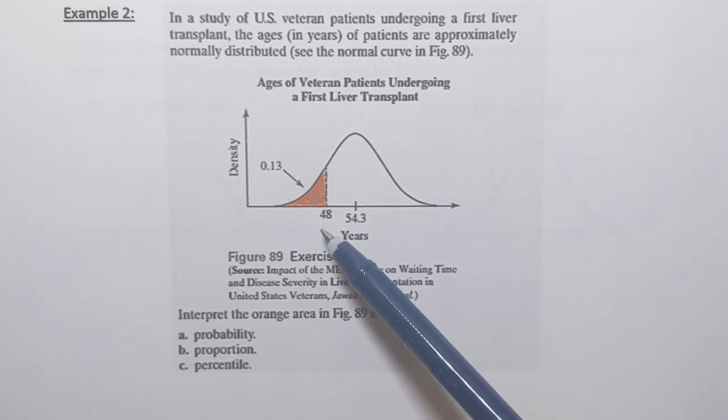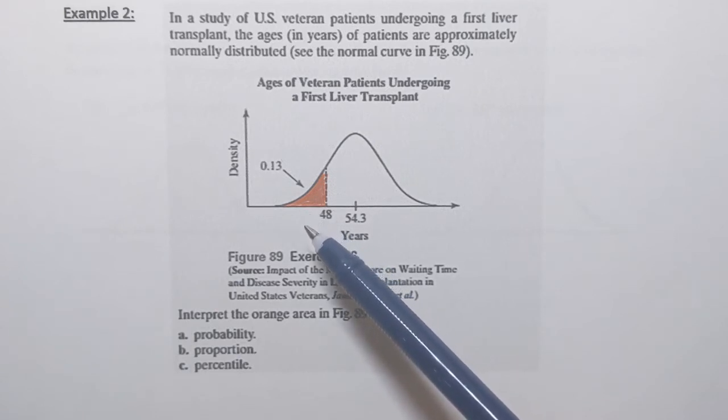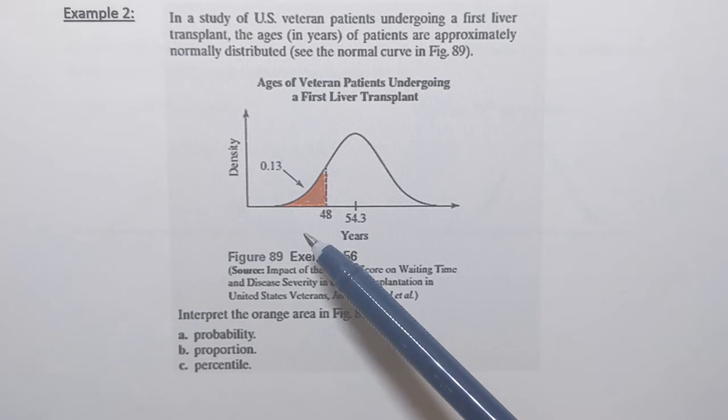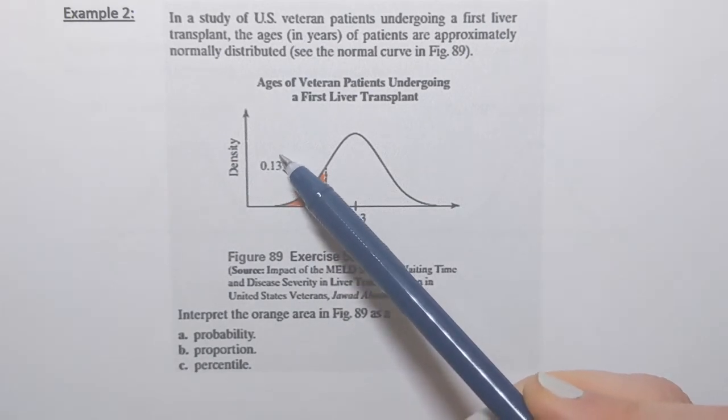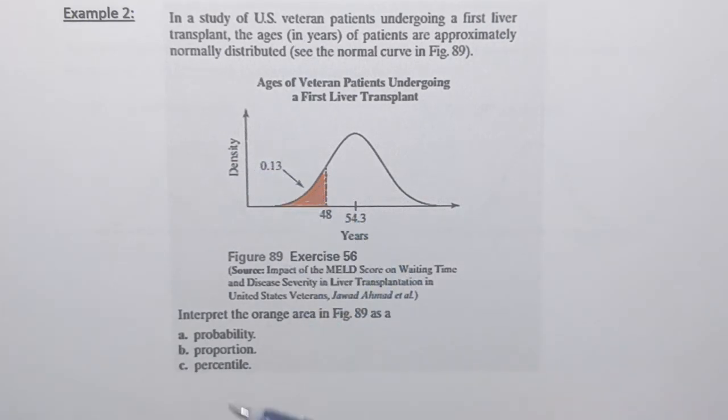So one more time. Probability that a randomly selected US veteran patient undergoing a first liver transplant is under or younger than 48 years of age is, and then we have to state what the probability is. Well, the probability will be this, 0.13, which is the same as 13%.